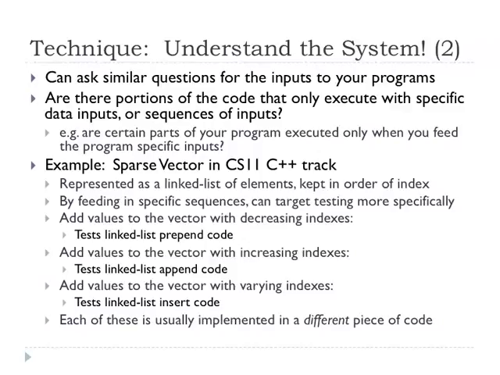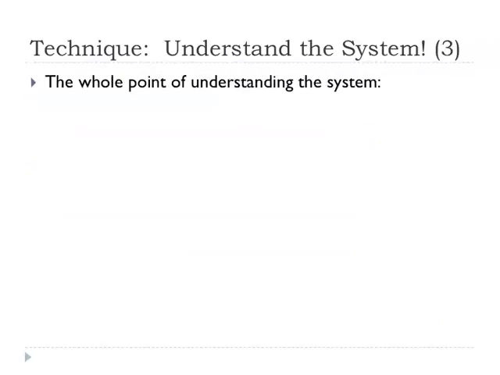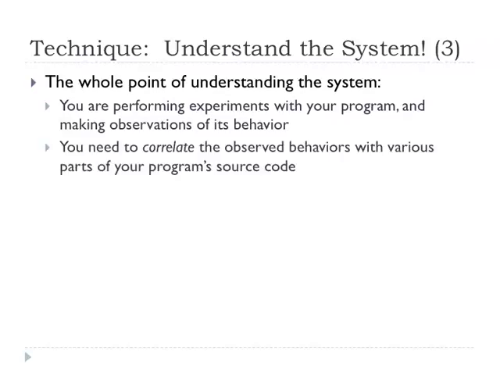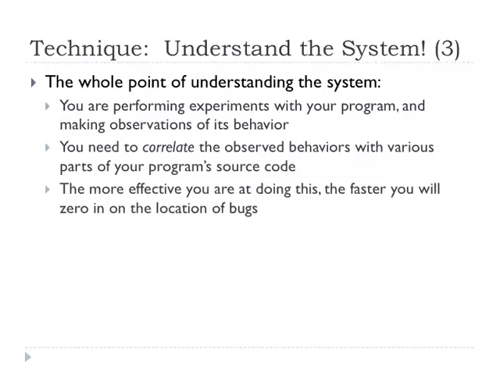Does it make sense to everybody? It's really important to be able to understand what parts of your program correlate with what kinds of data inputs or what kinds of user input, things like that. So the whole point is that you're performing experiments. It's just like physics, it's just like chemistry, any science where you do experiments. You're doing experiments with your program, which you thought you understood, but evidently not, right? And so you want to try to understand what is the nature of the defect that you're observing. So you need to correlate the behaviors you observe with the program's source code. And like I say, the more effective you are at doing this, the faster you're going to zero in on bugs.